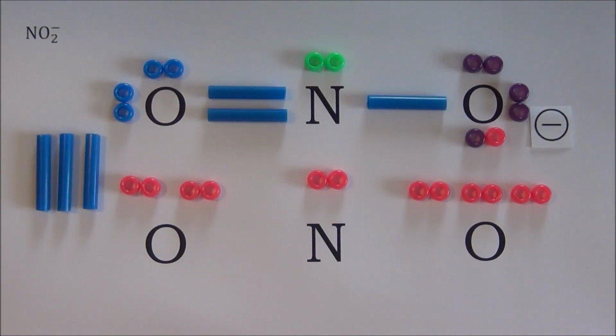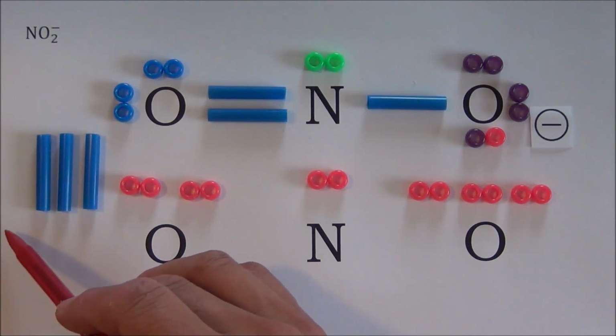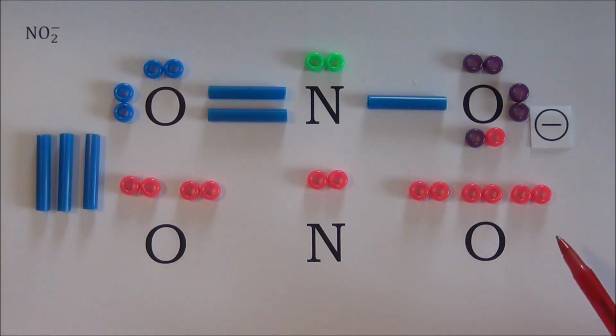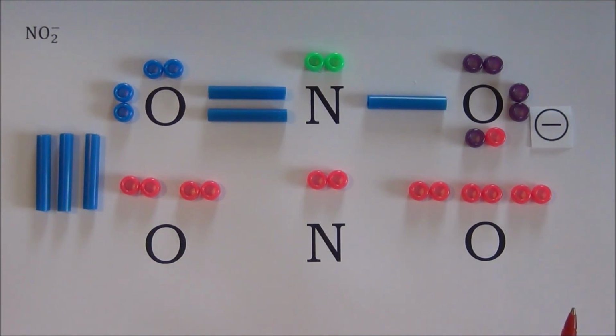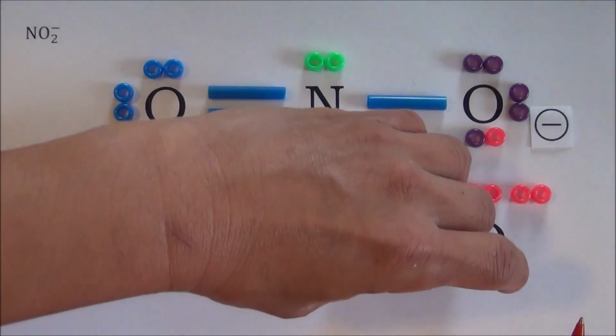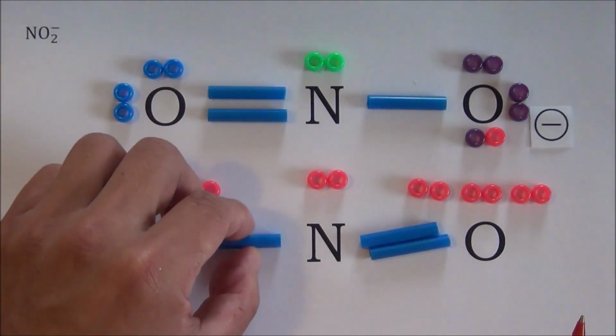Now let me explain how to get other resonance structures from the Lewis structure we just got. In general, all resonance structures should have the same number of bonds and the same number of lone pair electrons. The original Lewis structure has 1, 2, 3 bonds and 1, 2, 3, 4, 5, 6 pairs of lone pair electrons. Therefore, the resonance structure should also have 3 bonds and 6 pairs of lone pair electrons. The first step is to rearrange the bonds. There is only one more way to rearrange the bonds. We will place a double bond here, a single bond here.